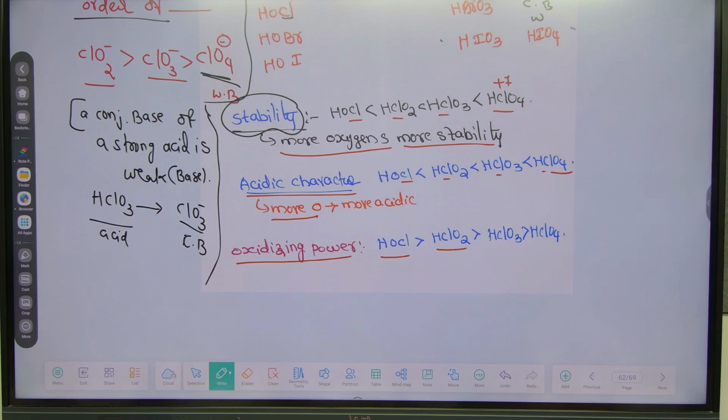So stability, how you decide? More number of oxygens, more is the stability. Next, acidic nature, more oxidation number, more acidic. Oxidizing character, reverse.